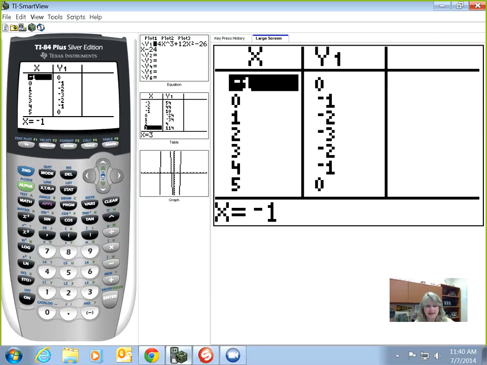We were able to see them on our graph and also on our table, and we didn't even have to calculate those. So that's how you calculate your x-intercepts or your zeros using your calculator.